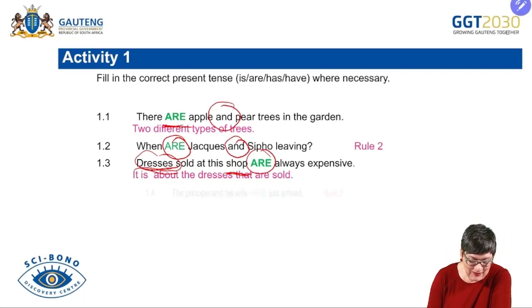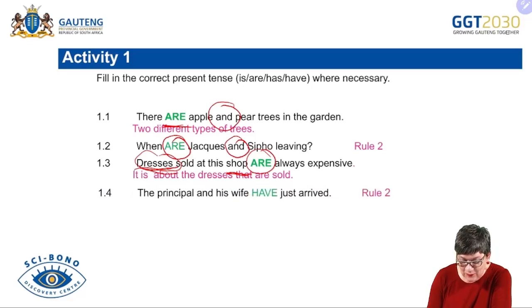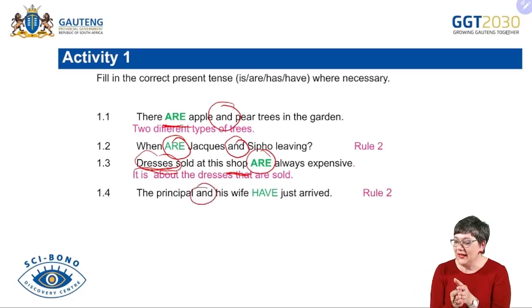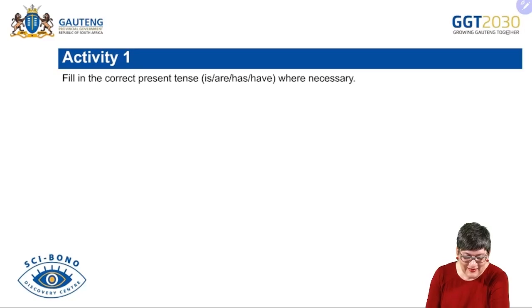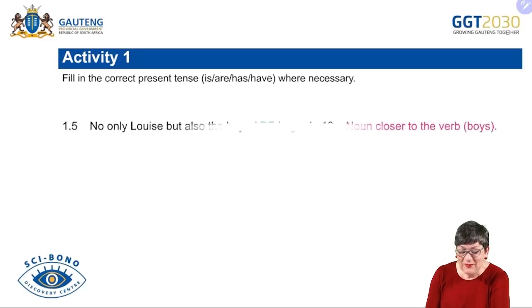Let's look at the next one. We have the principal and his wife have just arrived. Again, easy. Got two things, we're combining them with and. Immediately when you do it, it has to take a plural. Remember, it's two different people that we have here. Now, the next ones are going to become a little bit more difficult.